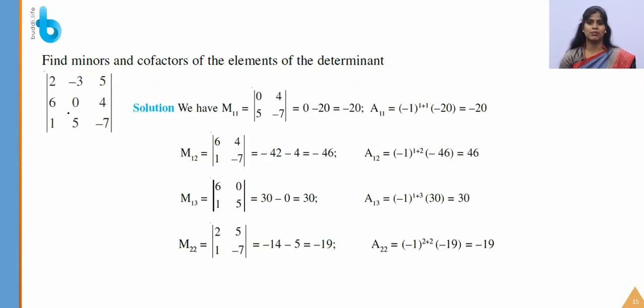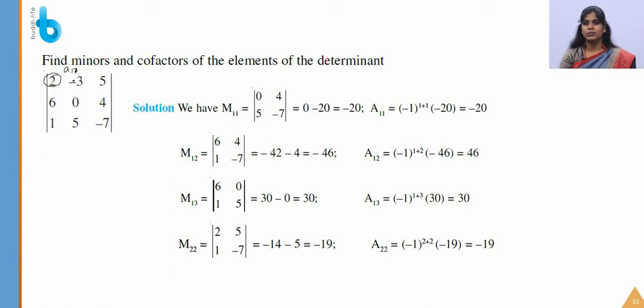We will see an example for minors and cofactors now. First, we will find the minor and the cofactor parallelly. For the first element, what is it? A1 2, sorry, A1 1. That is first row, first column, right? So we have the minor.